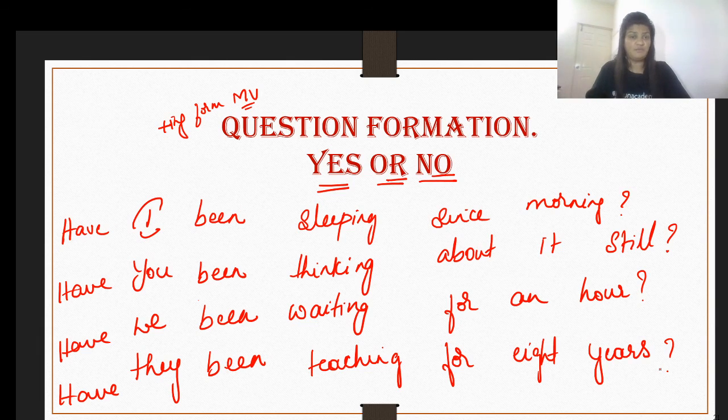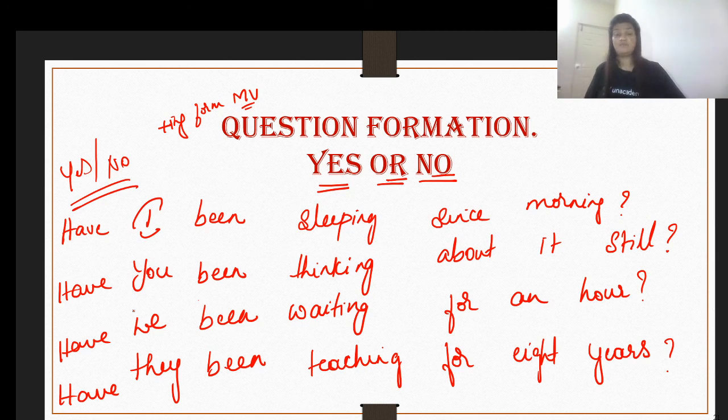Now let us analyze it. Have I been sleeping since morning? Questioning, asking for confirmation or asking for a response. You're not aware. You have been sleeping, but then you are not aware. So you are asking, have I been sleeping since morning? Oh my God, I'm not even aware of it. Is that even true? Well, the answer is yes, you are. Of course not, you are not. Either yes or no. Then you say, have you been thinking about it still? You are asking your friend who had been thinking for a longer time. When they bring up the topic and you're like, oh, come on, have you been thinking about it still? That is the question that you pose. Have we been thinking for an hour? Have we been waiting?